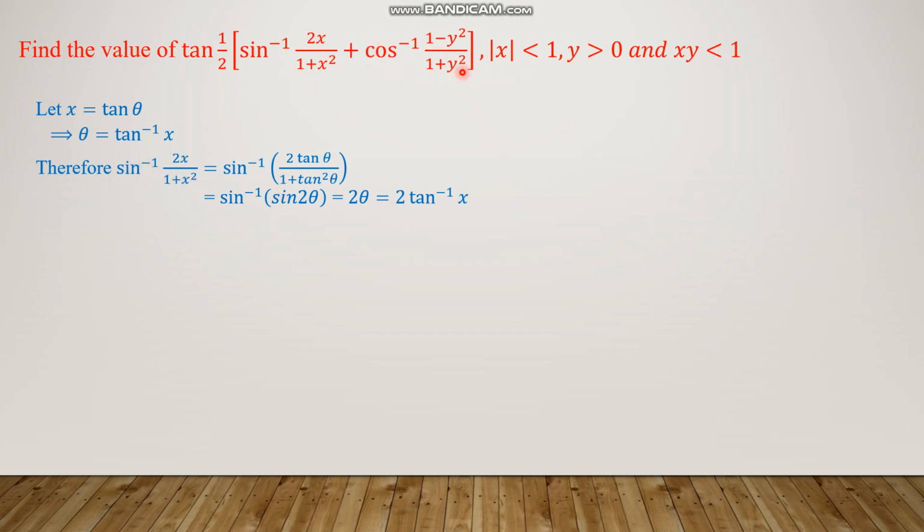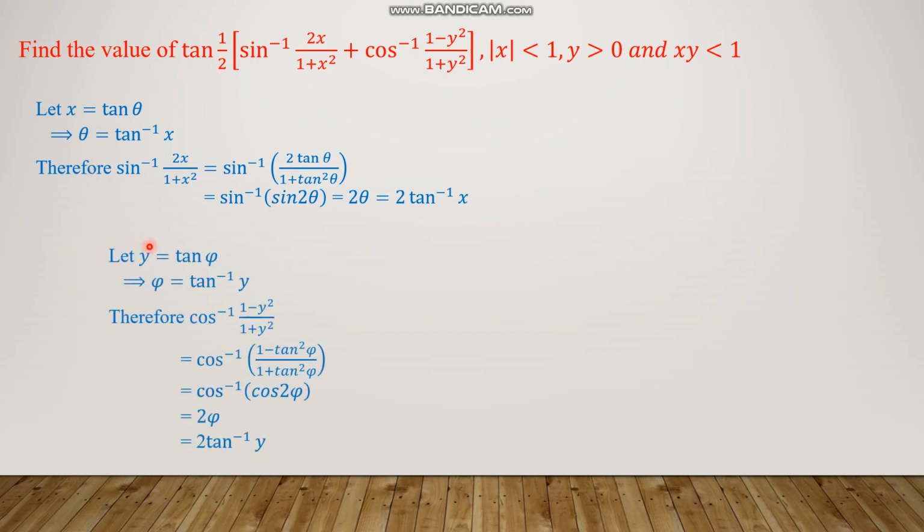Similarly, when you look at the second term, I will put y is equal to tan phi, some other angle. Then phi will be tan inverse of y. Therefore, cos inverse of 1 minus y square by 1 plus y square will be cos inverse of 1 minus tan square phi by 1 plus tan square phi, which is cos inverse of cos of 2 phi. This is the formula for cos 2 phi, and that will be 2 phi, and phi is nothing but tan inverse y. So the first term is simplified to 2 tan inverse x, and the second term is simplified to 2 tan inverse y.